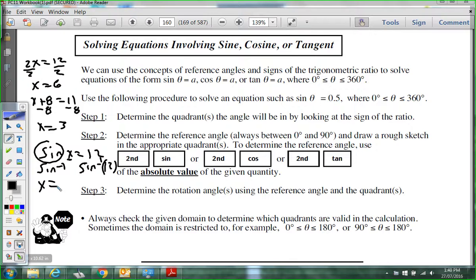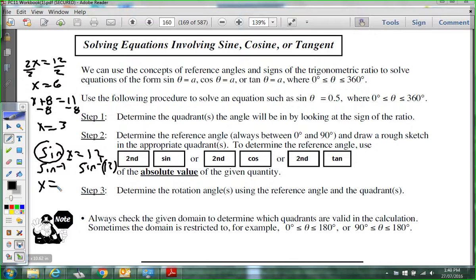We have to figure out what quadrants you can be in. So we still have to use our CAST knowledge, not simply calculator work, because the calculator might give you the reference angle, and you have to figure out that it has to be in quadrant 3. We'll get to that in a second. When you do this, determine the quadrants the angle will be in by looking at the sign of the ratio. We just talked about that.